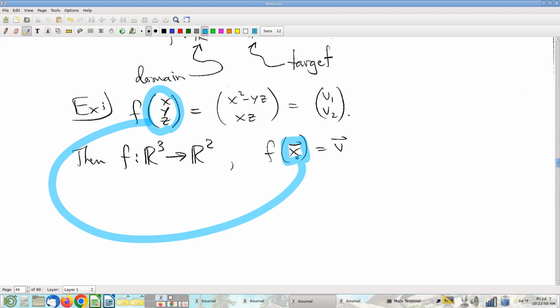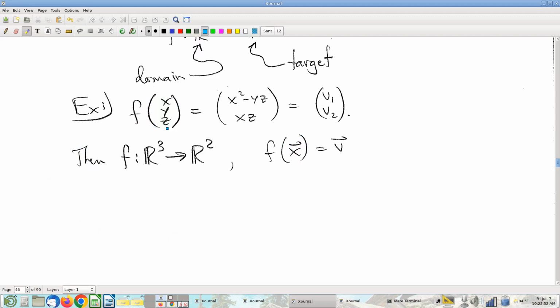Yes, question? So in this example, when we went from x to x squared minus yz, for example, were you just supposing that it's... I just made it up. This is an arbitrary multivariable function I just wrote down so that I could discuss its domain and its target in various notations. That's all. Yeah. Cool. All right.